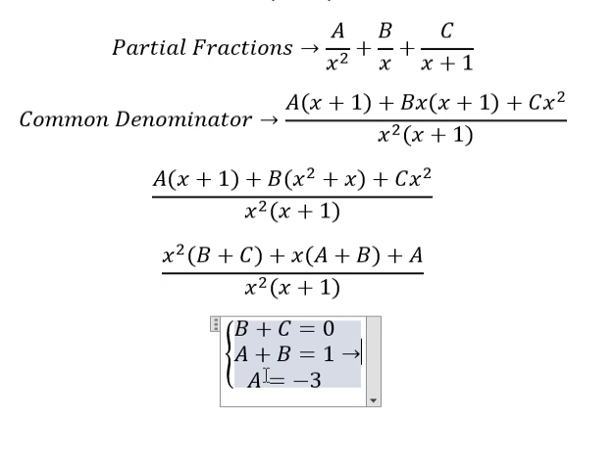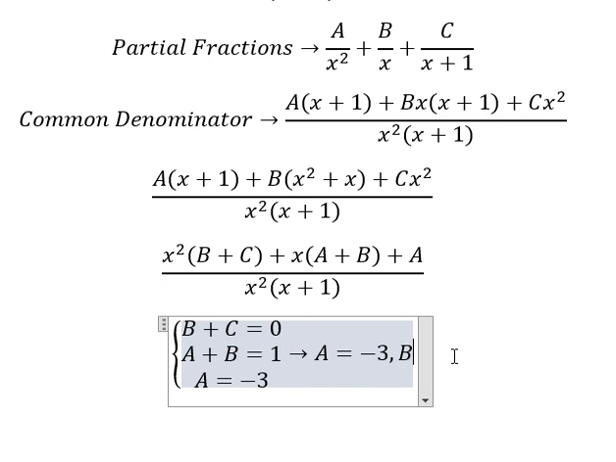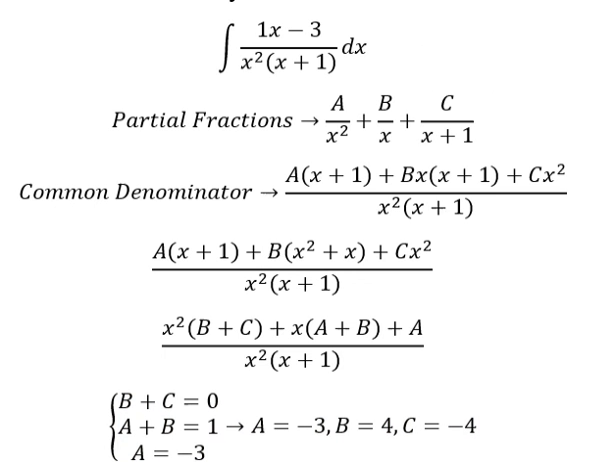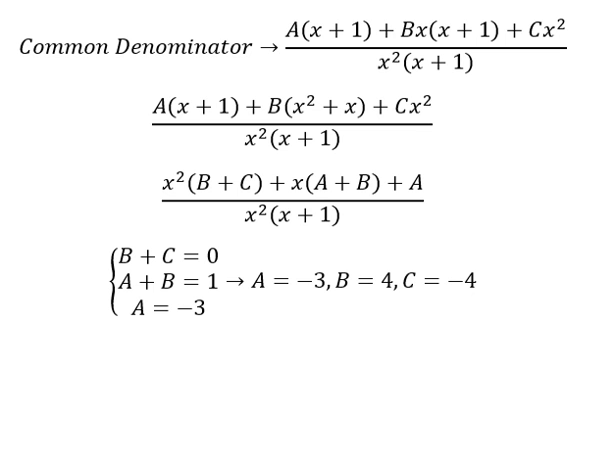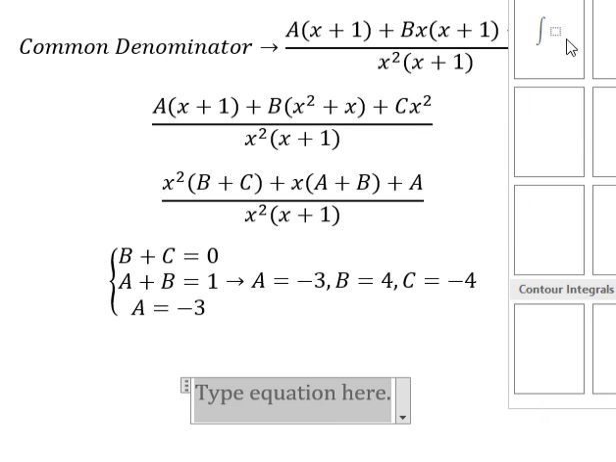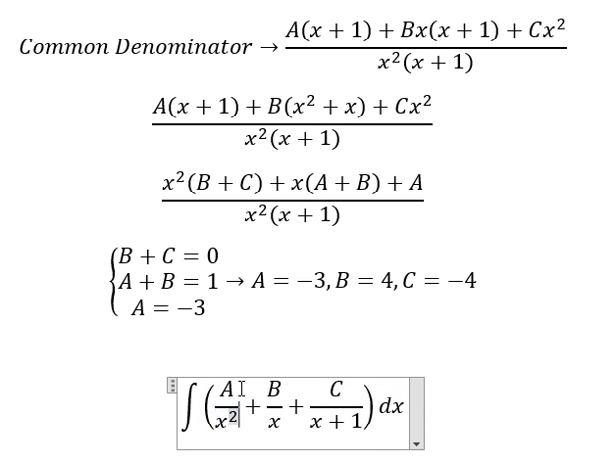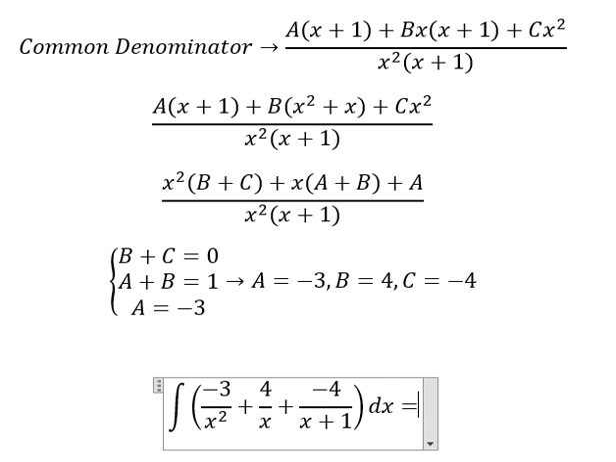Now we need to find the solution of ABC. So A equals negative number 3, B equals number 3, C equals negative number 3. So we put the value in here. A equals negative number 3, B equals number 4, C equals negative number 4. And now we have the final answer.